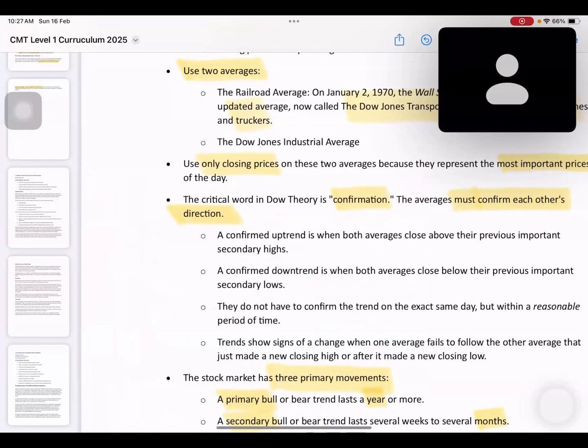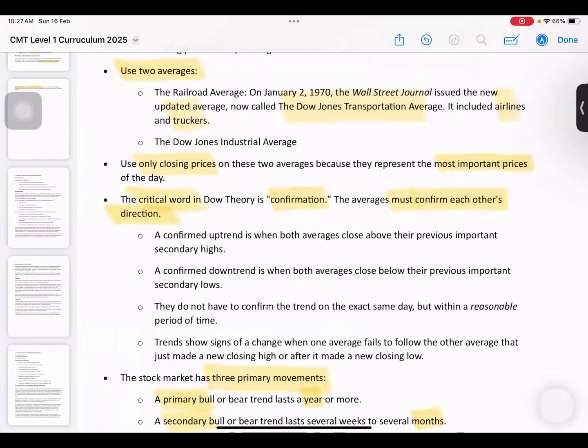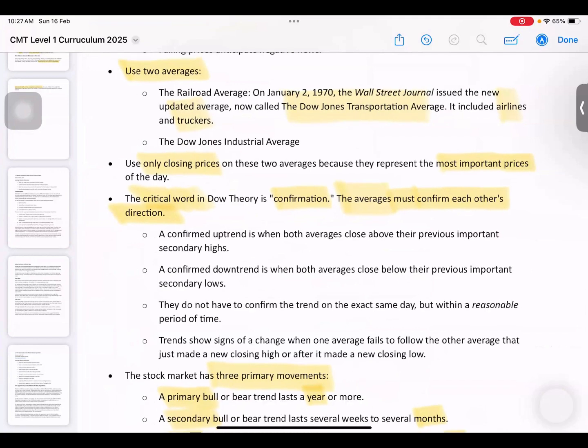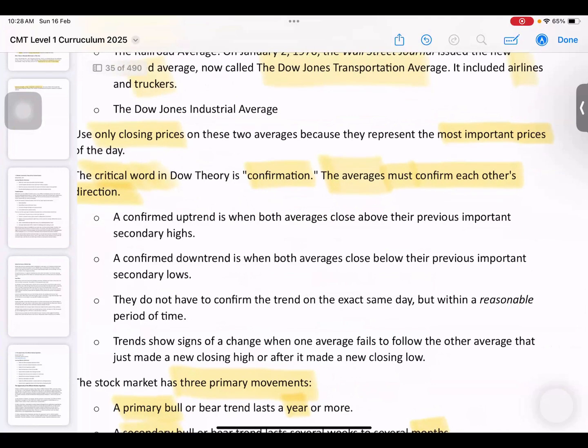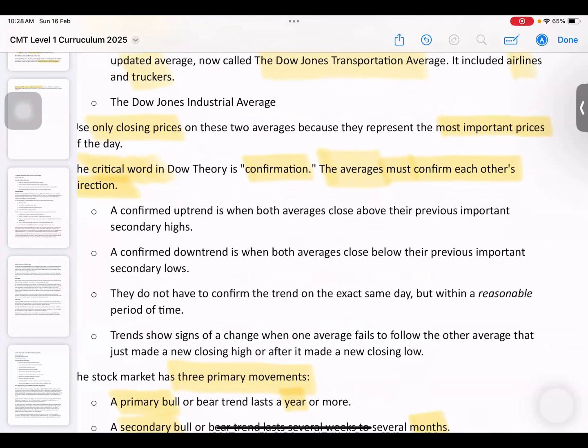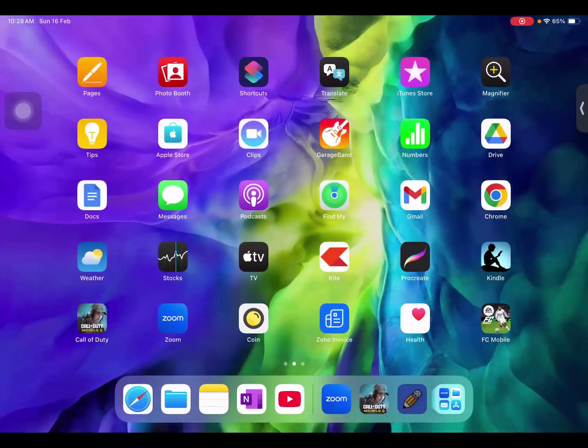The critical word in Dow theory is confirmation. The averages, which averages? The transportation average, or railroad average, plus the industrials must confirm each other's directions. So these are the rules. You will want to study these rules. The first point is that a confirmed uptrend is when both averages close above their previous important secondary highs. It doesn't need to be very complicated, very simple.